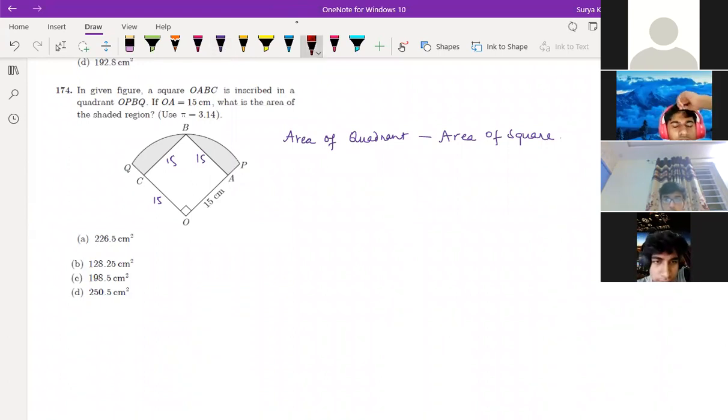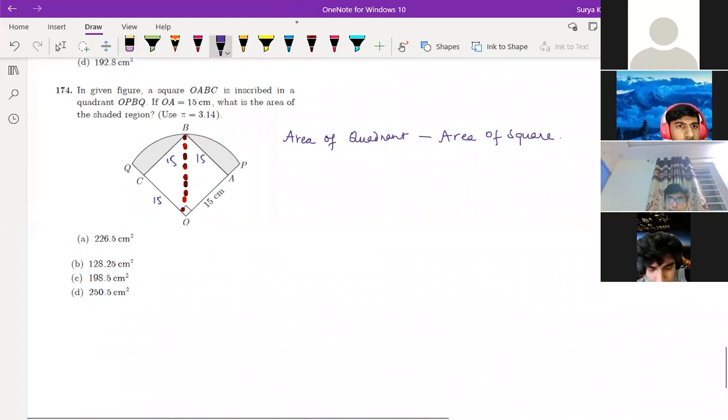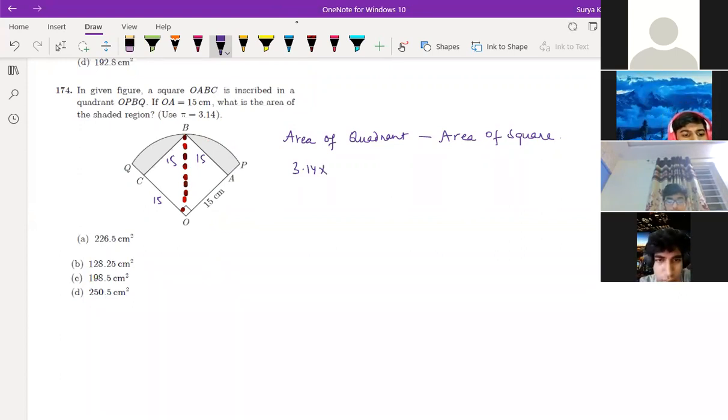Yes, sir, is the radius 15 root 2? See, this is like a hypotenuse, Rasul. Yes, 15 root 2. So if this is the hypotenuse, can you find this diagonal? So this is also 90 degree. So this part is also 15, and this down also 15. Can you find 15 root 2 will come? Understood, Rasul? So here area of quadrant is 3.14 into radius squared divided by 4. Radius is 15 root 2. 15 into 15 into 2 we can write, divided by 4.